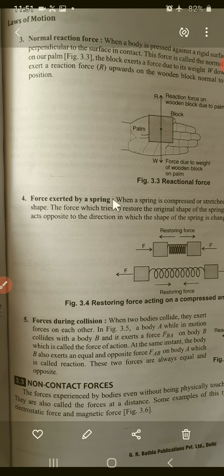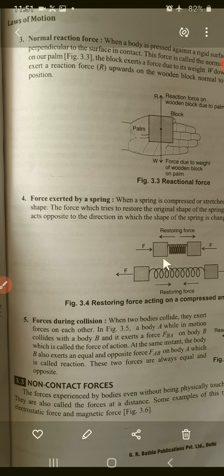Force exerted by a spring. Suppose you are pushing the spring or you are expanding the spring. Then there is a restoring force. What is the restoring force? Restoring force is that force which wants to keep the object in equilibrium position, meaning the original position. It is the force which wants to take these two objects back to the original position. That is called restoring force.